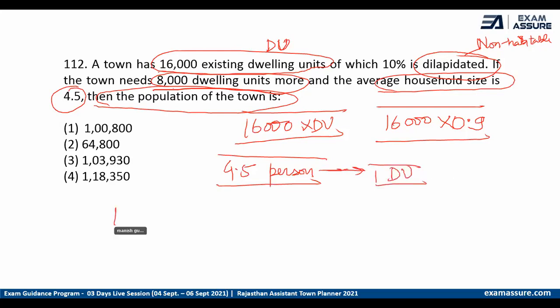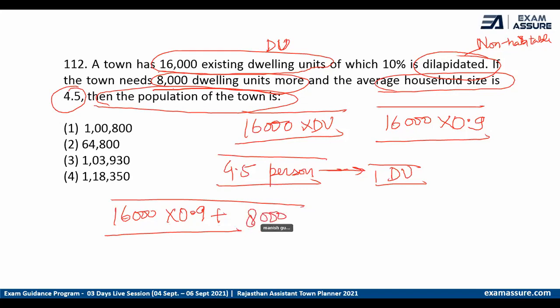So how can we calculate? We can take 16,000 into 0.9, which is currently residing, plus 8,000 dwelling units. So this is the current dwelling unit requirement of this town. Please calculate these dwelling units. Then we multiply these dwelling units into 4.5. Then we'll get the population of the city.